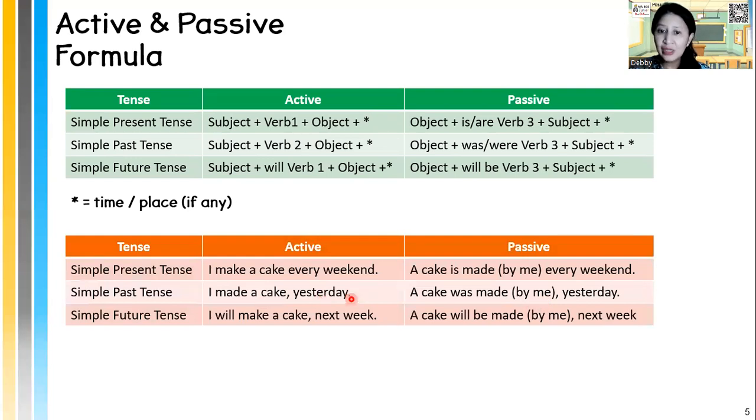You see how it changed? Okay. And then with the simple future tense, with the active sentence: I will make a cake next week. And then when we change into passive: a cake will be made by me next week. Okay?